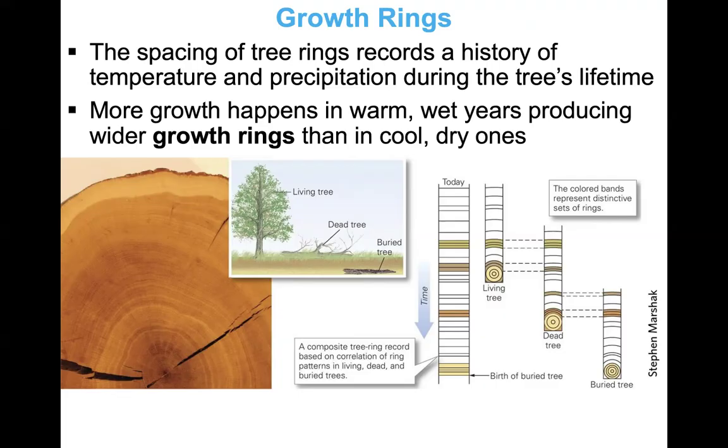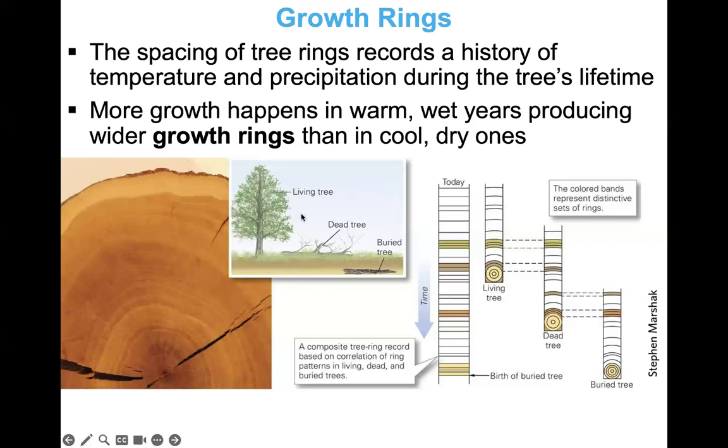Anyway, besides oxygen isotope that will help us understand the past climate, we also have growth rings. The spacing of the tree rings records a history of the temperature and precipitation during the tree's lifetime. More growth happens in warm, wet years, producing wider growth rings. So anytime we have wider rings like here, for example, it's wet, but once you have narrow, small rings, it means it's dry.